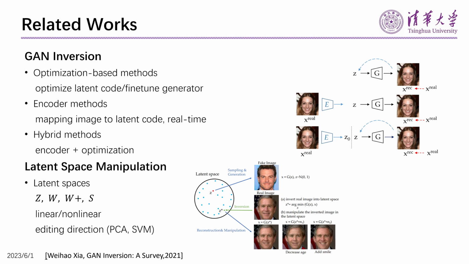Many works have explored the GAN latent space for semantic manipulations. Some are supervised methods, and some are unsupervised methods. The common approach is to seek the editing direction responsible for controlling a given attribute, such as ending a smile or decreasing age.